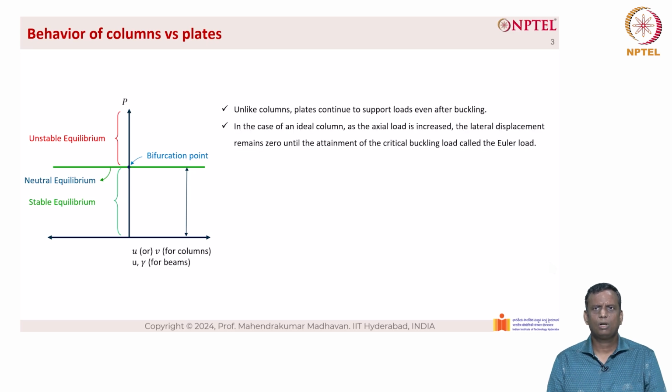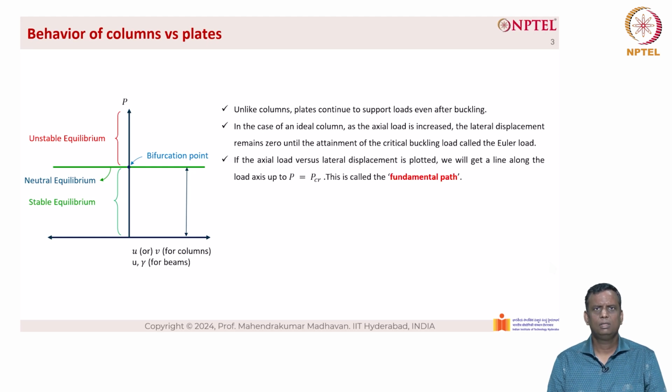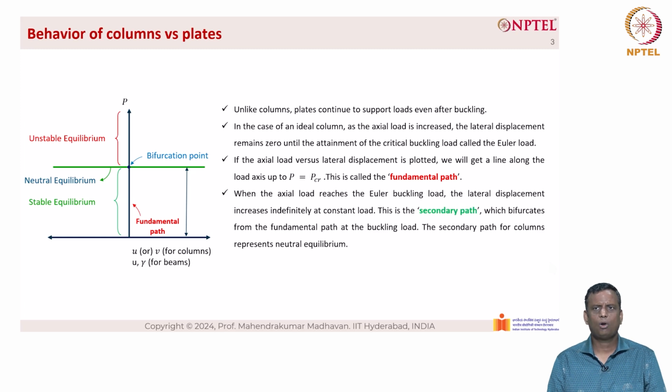In the case of an ideal column, as the axial load is increased, the lateral displacement remains zero until the attainment of the critical buckling load, also known as the Euler load. If the axial load versus lateral displacement is plotted, as you can see on the left hand side, we will get a line along the load axis up to P equal to P critical, which means that there won't be any lateral displacement until it reaches P critical, and this is called the fundamental path. And the fundamental path ends at the bifurcation point. When the axial load reaches the Euler buckling load, the lateral displacement increases indefinitely at constant load. This is the secondary path, which bifurcates from the fundamental path at the buckling load.